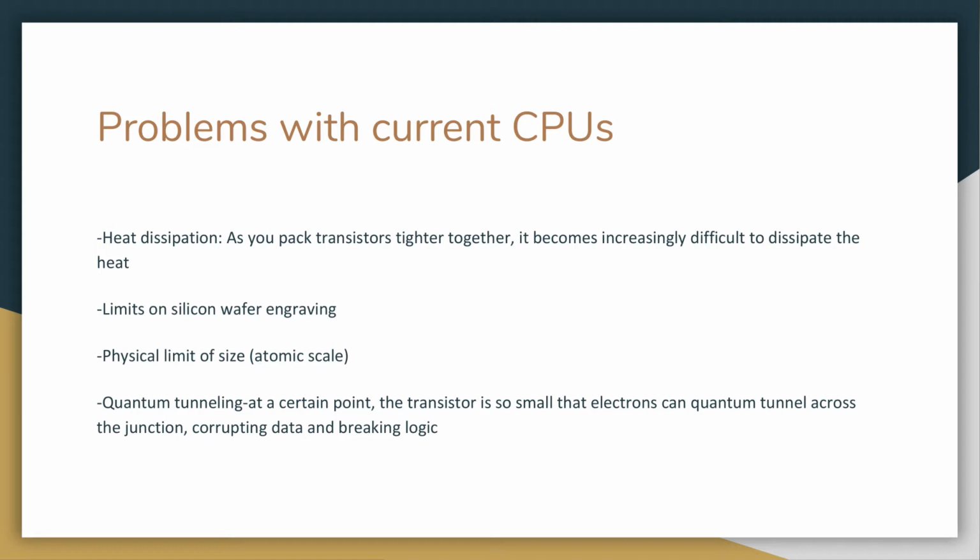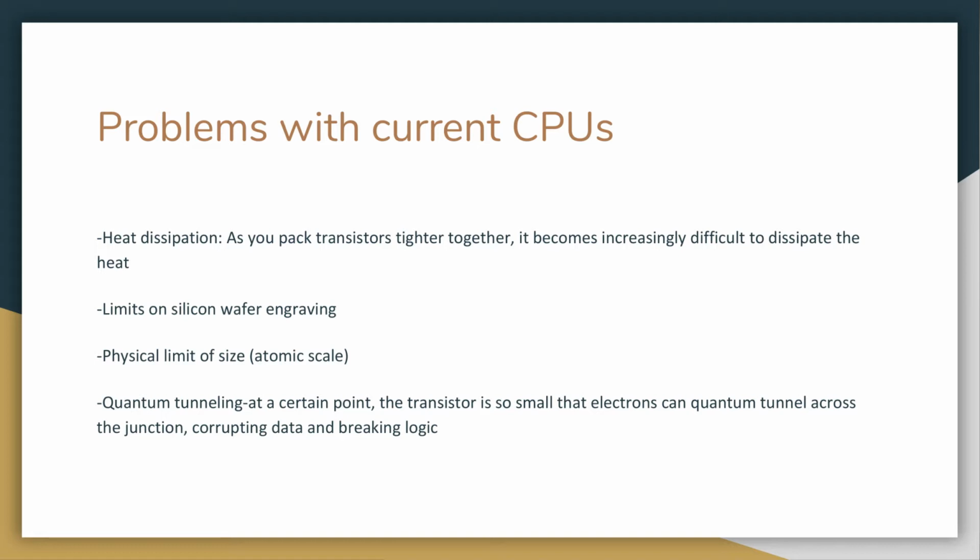We're talking about atomic scale here. So it's very difficult to get something smaller than a few atoms, just in terms of manipulating the material. And the last point is that at a certain point, the transistor gap is so small that the electrons can quantum tunnel across the junction when they aren't supposed to. So another problem we're running into now is quantum tunneling. And when you have electrons flowing when they shouldn't be flowing, that obviously creates problems. You're corrupting data, you're breaking your logic.